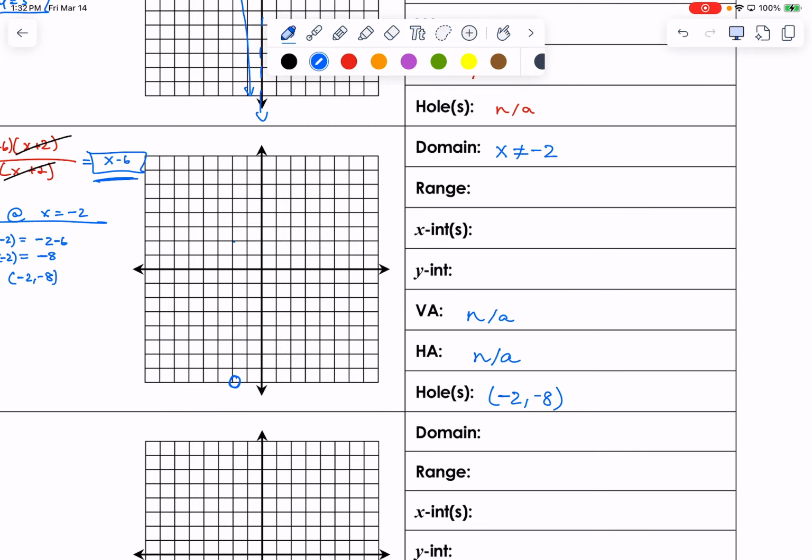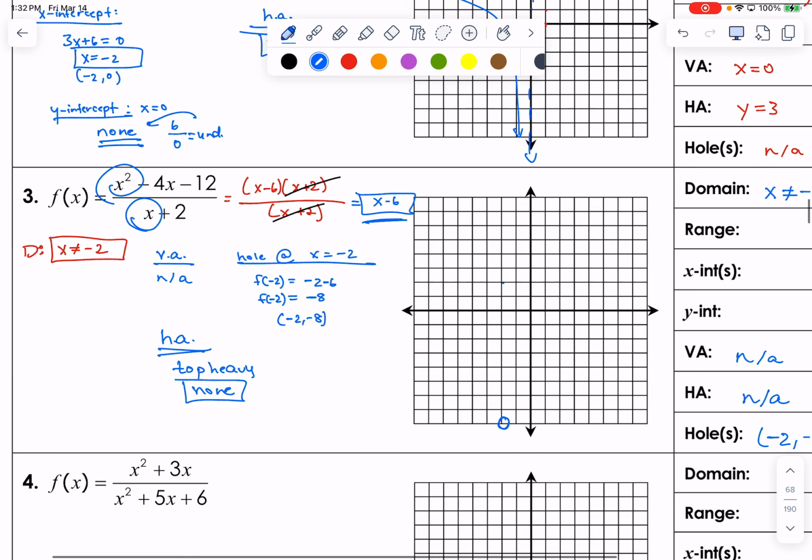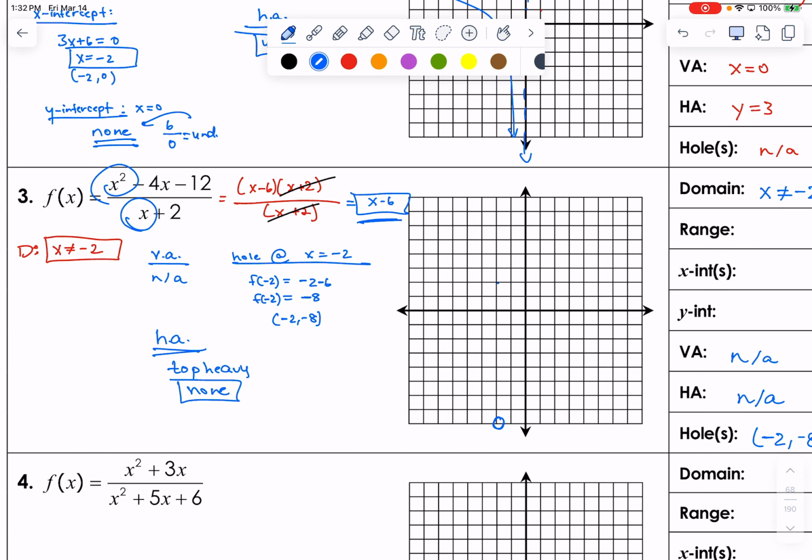Also, there's no VA because after you canceled, you weren't left with anything in the denominator. You were left with this. All right, who can remind me what you do now? We can do an x-intercept and y-intercept real quick, I guess. Yeah. X-intercept will be what's the top equal to 0. Well, the only thing you got left is x minus 6, so it's going to be x minus 6 equals 0, which will give me x equals what? So we're going to cross at 6, 0.